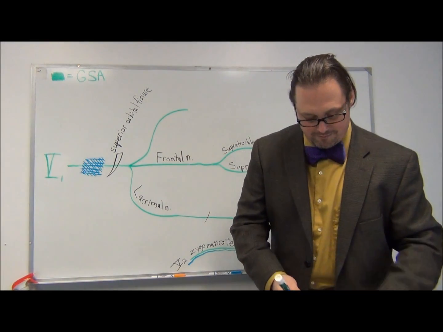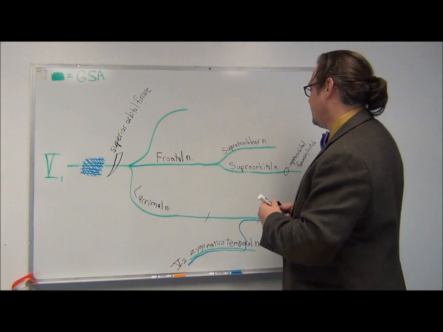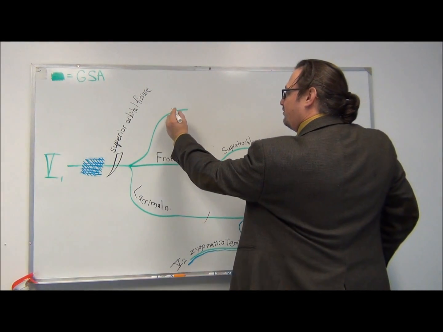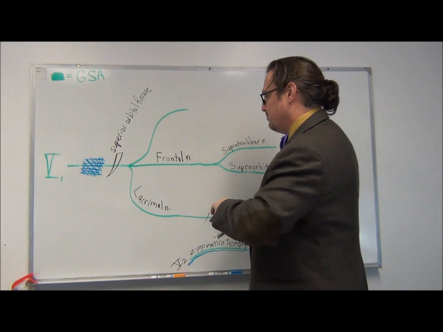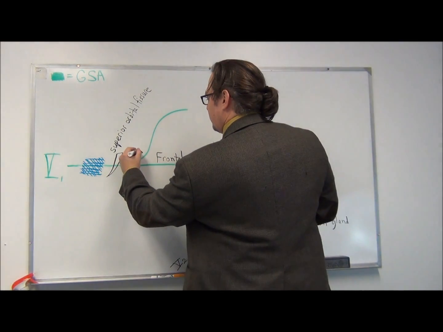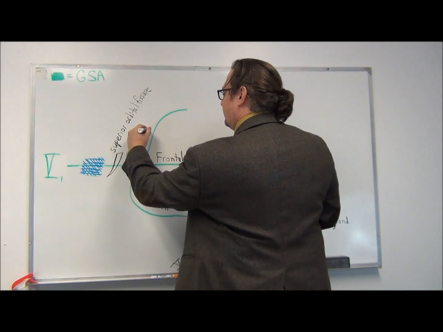Alright, now next up is a branch that has several daughter branches coming off of it. This is going to be the nasociliary nerve.